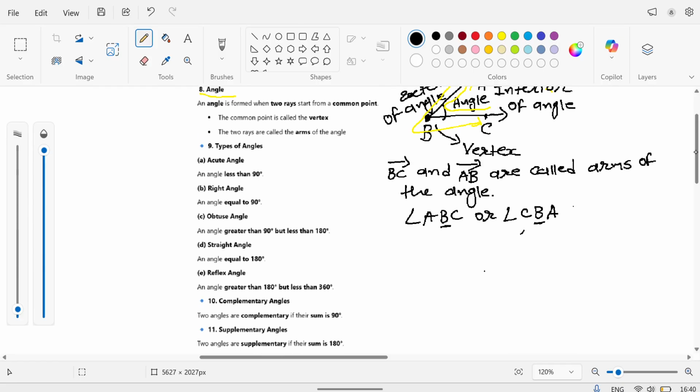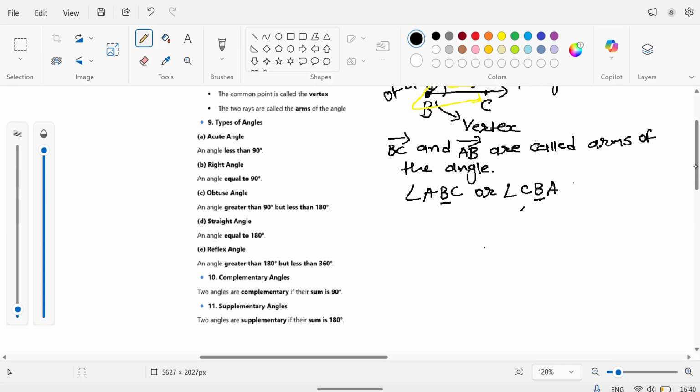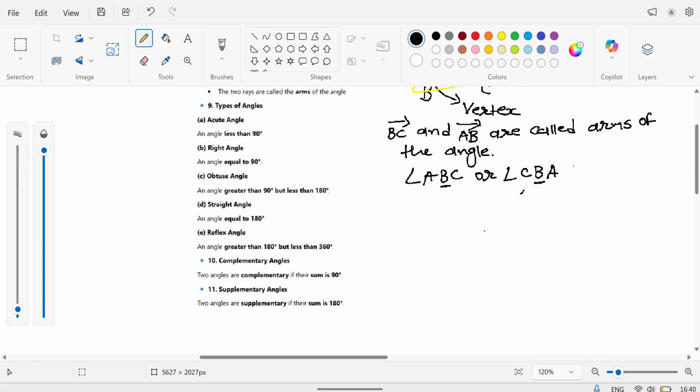Now, the types of angles, the basic types used in regular geometry problems. The first one is the acute angle. An acute angle is basically less than 90 degrees. Suppose this angle is x. If x or any angle is less than 90 degrees, it's called an acute angle.